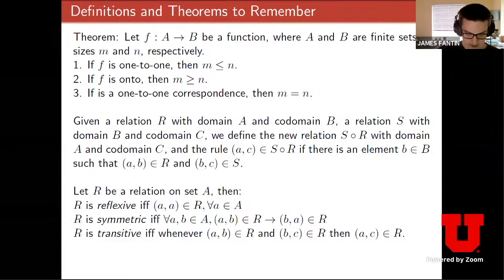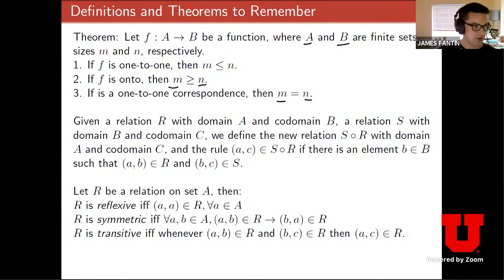And then remember, we also have some things about relations. We learned about finite sets A and B with sizes m and n. If you have a function between those and it's one-to-one, then m is less than or equal to n. If it's onto, m is greater than or equal to n. And if it's a one-to-one correspondence, m equals n. In other words, if you can find a one-to-one correspondence between two sets, the two sets have to be equal in size. And then we learned about composition of relations. We can also do composition of functions, so remember some of the definitions and how we compute compositions.